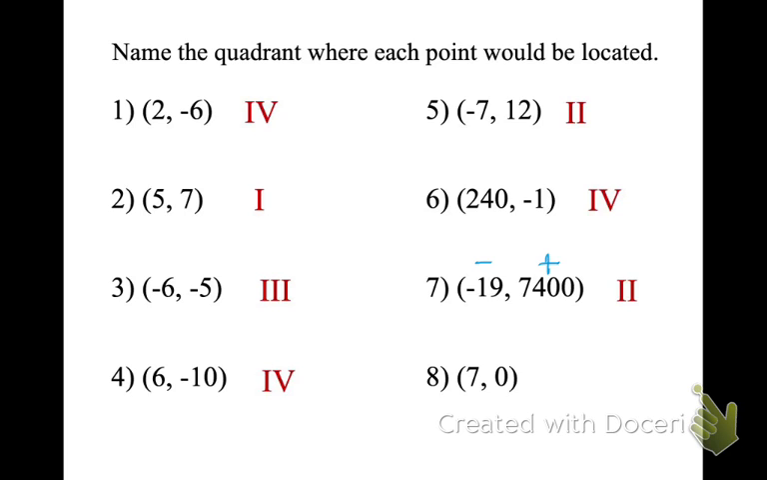And then the last one's a little tricky, because if I'm going 7 across and then I go 0 down, I'm not in a quadrant, I'm on an axis, so you can't consider that, and that's why they say no quadrant.